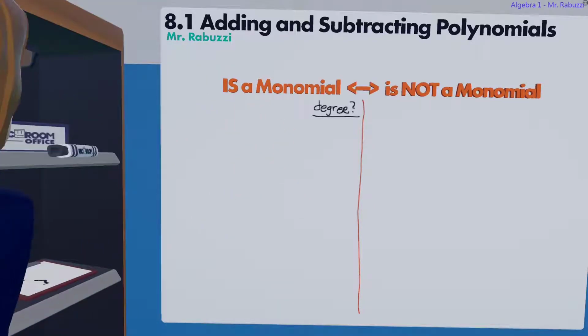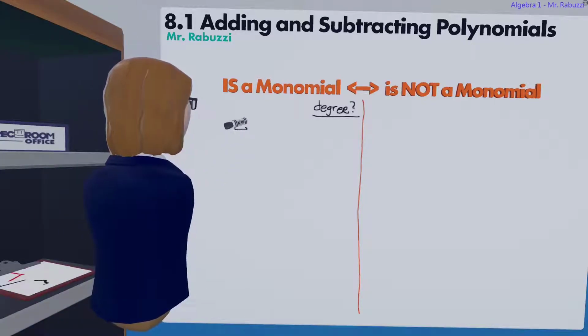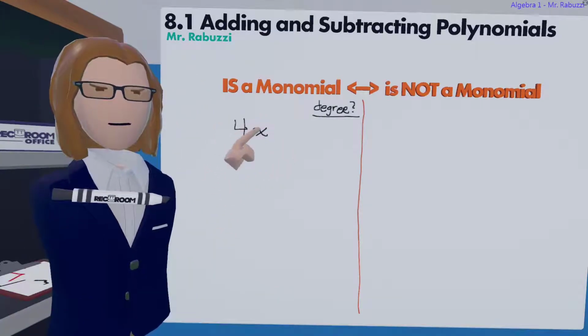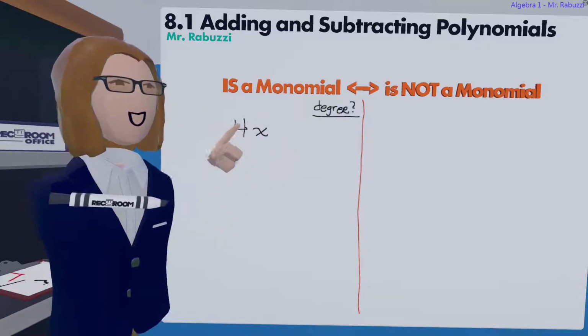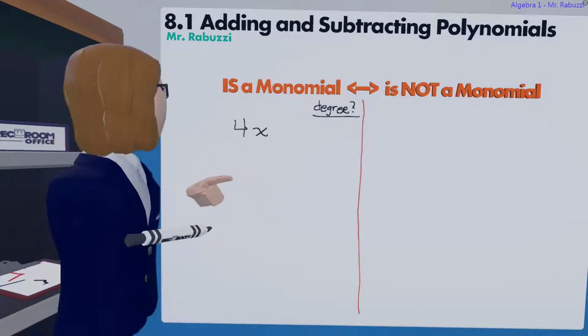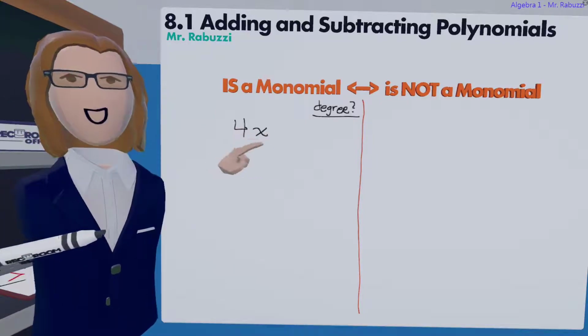Now, one term could be 4x. That's all one term together. You can have multiply, you can have divide, you can have them stuck together, which is multiply. So this is a monomial. Today we're going to talk about what is the degree of this monomial.